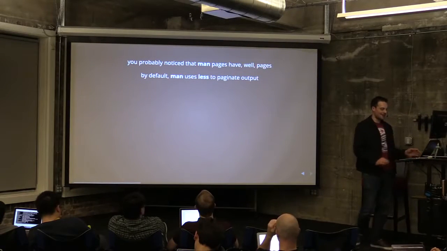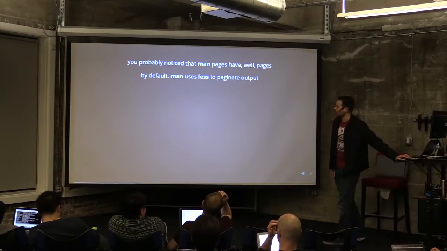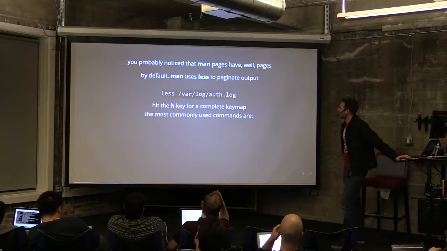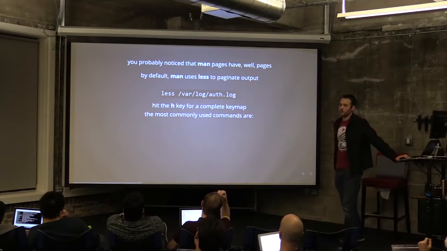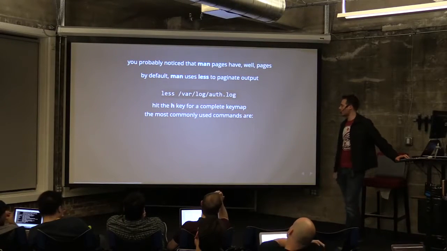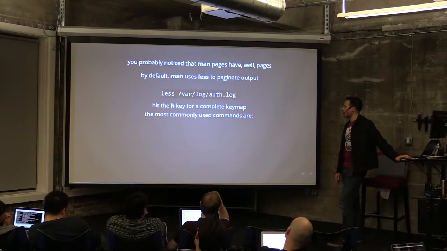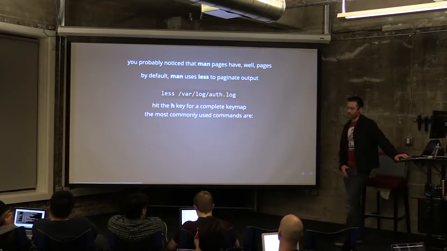Right. So yeah, man pages have pages. I know it's a big plot twist. Some of you might be really surprised. Man uses less to paginate output. So less is a pager, which basically means that anytime you have a long file, you can use less to look at it, and it will let you navigate it in a user-friendly way.